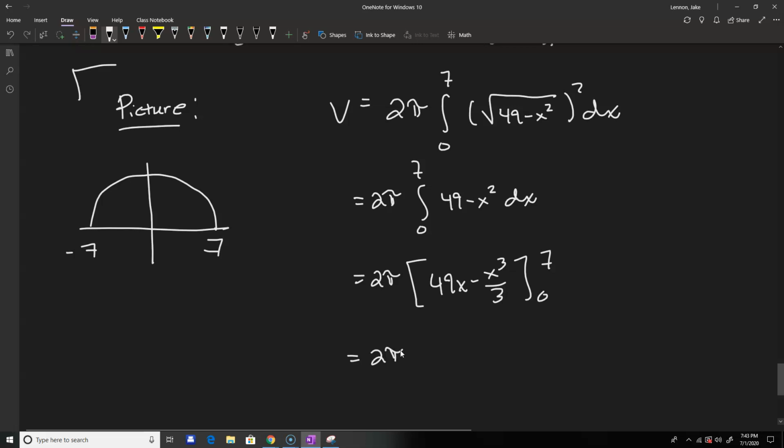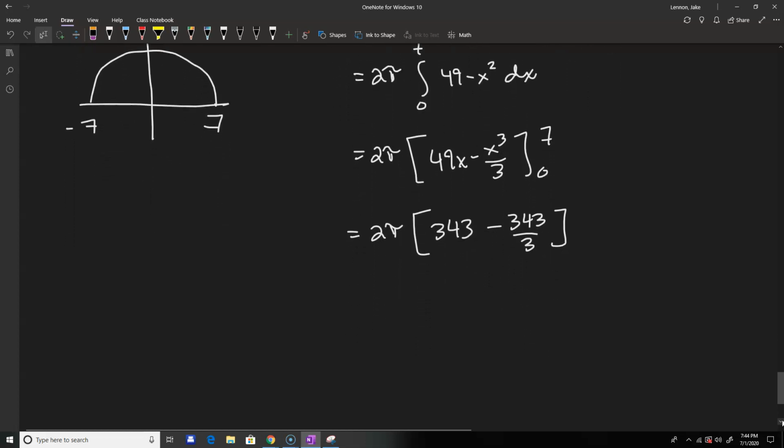So that's going to be 2 pi times 49 times 7, which is going to be 343 minus 343 over 3. And so what is that going to be? That's going to be 2 times 343 over 3 times 2 again. So, oh, I don't know, that's going to be 4 pi times 343 over 3, which we can do on our calculator here. 4 times pi times 343 over 3 is about 1436.76.